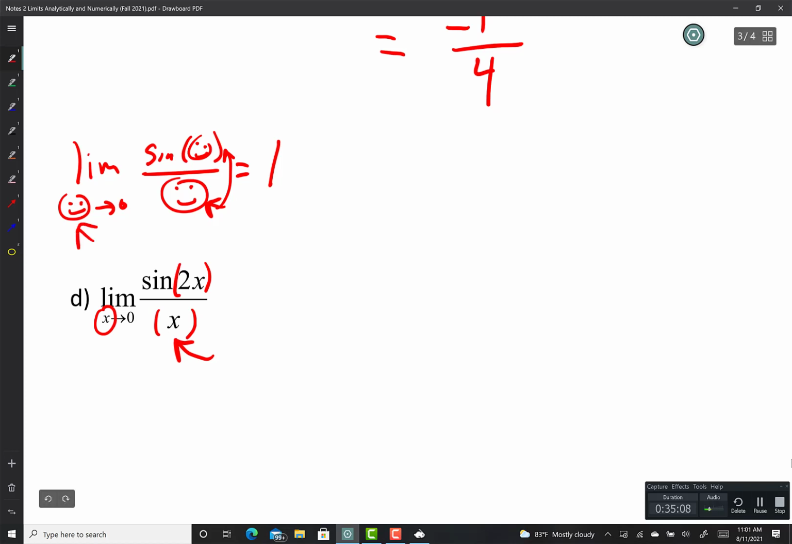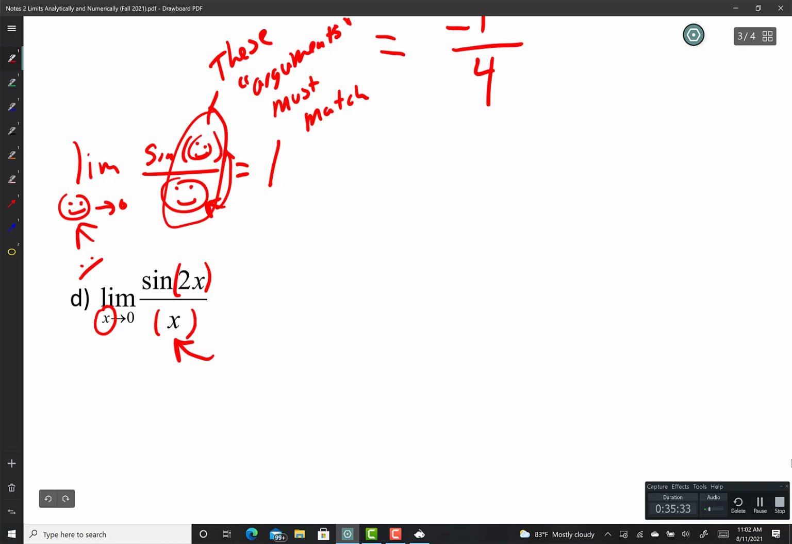That can be awkward face. It doesn't matter, as long as it's approaching 0. But these two here must match. What are they called? Arguments? Well, I guess you can make a case that the denominator is not called an argument, but sine of something, that's an argument. These arguments must match. I have a 2x in the numerator, it's sine of 2x. What do I need in the bottom?